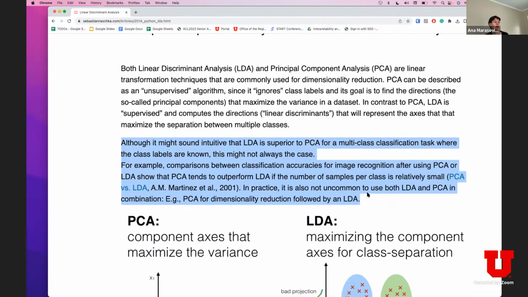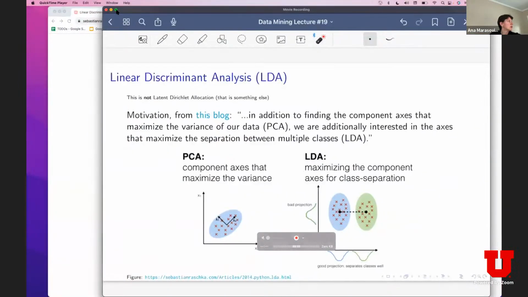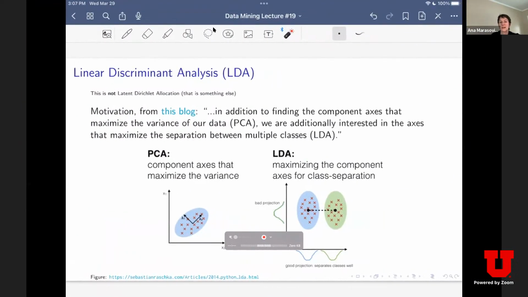They also say it is not uncommon to use both LDA and PCA in combination. For example, PCA for dimensionality reduction followed by LDA to additionally separate classes. So that's something to have in mind, but yes, you get the labeled data, just to answer your question super shortly.